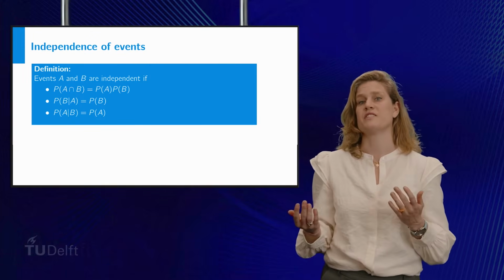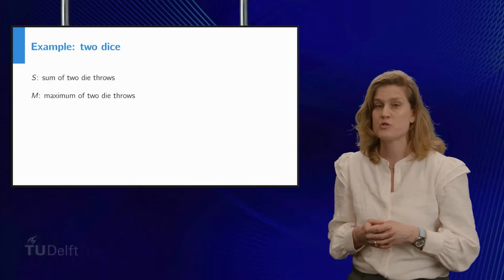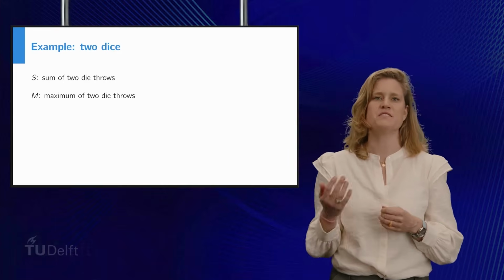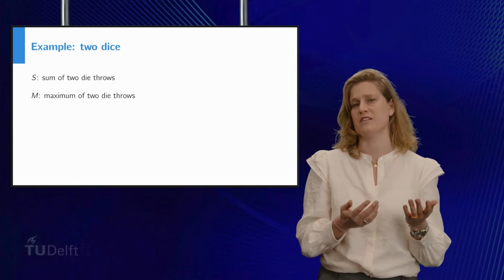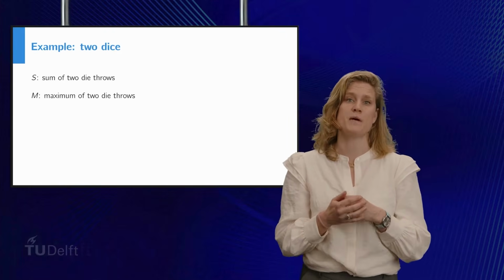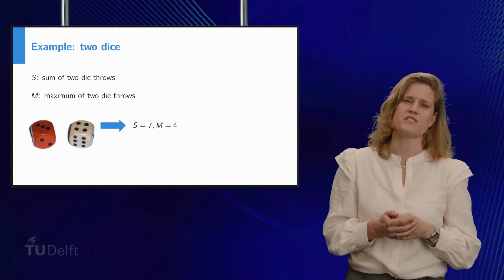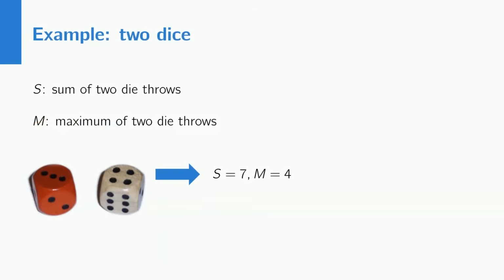Well, let's start with an example. Suppose you throw two dice, and the random variable S is the sum of the two dice, and M equals the maximum numbers of spots per dice. In this example, S equals 7, while M equals 4. Intuitively, do you think these two random variables are independent?